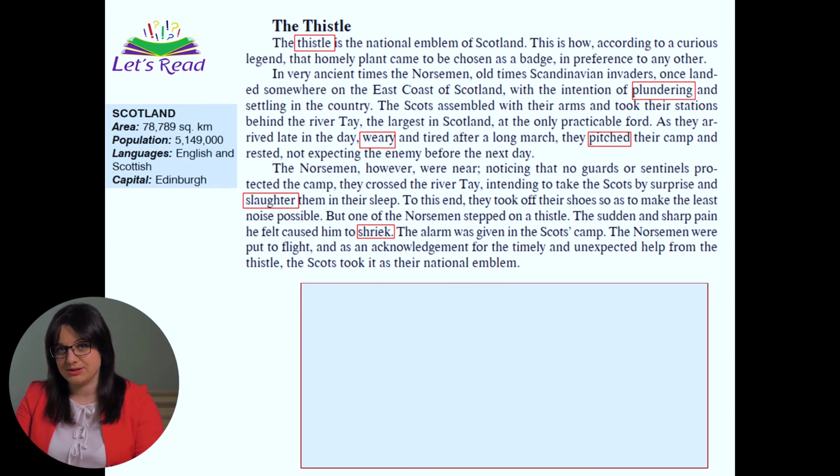Now let's answer the questions. Number 1. What is the largest river in Scotland?